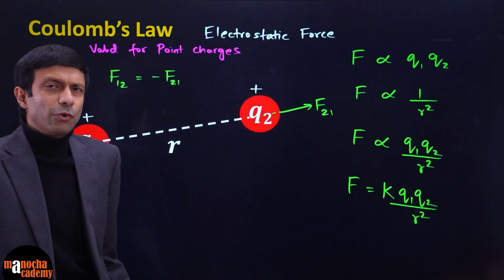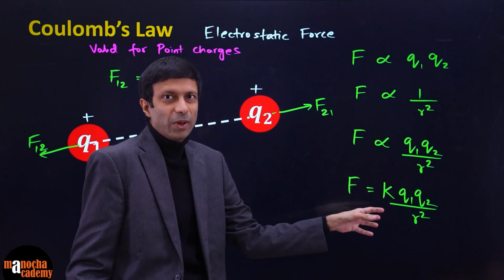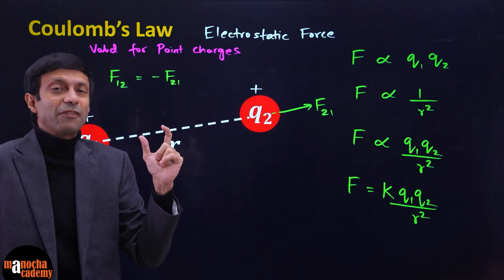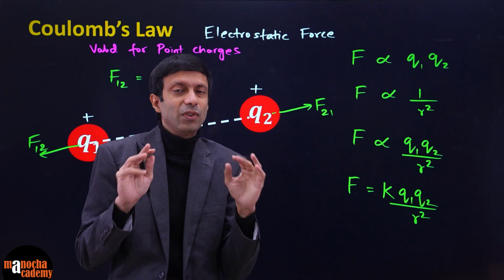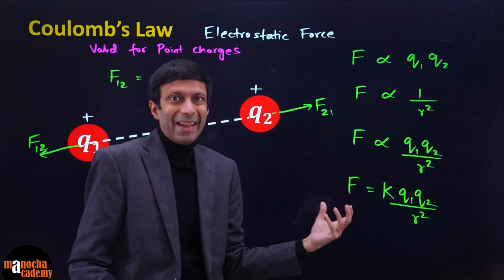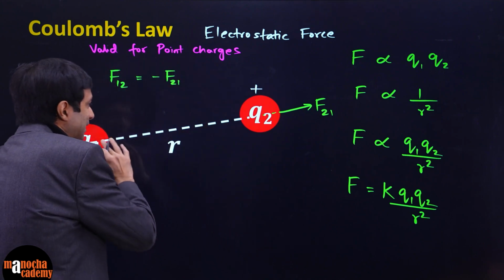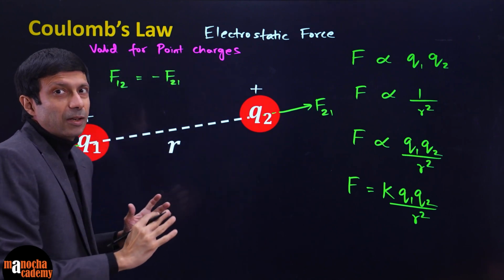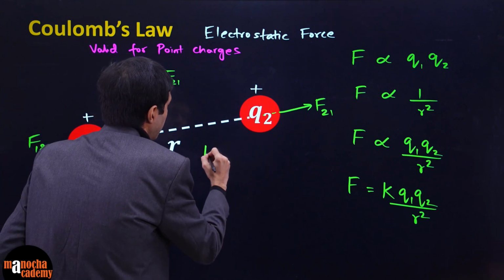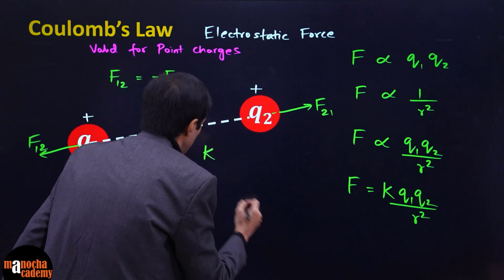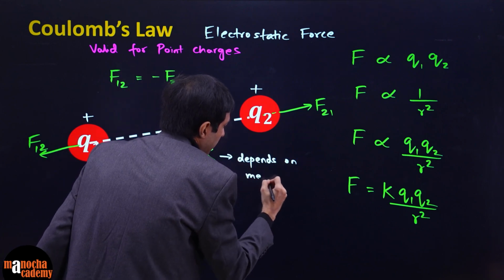So remember, in gravitational force we have a similar thing. The gravitational force is G m1 m2 by r squared. But there G was the universal gravitational constant, which has a constant value throughout the entire universe. But here it is not the case with electrostatic force. This constant K depends on the material. This is a very important point: the constant K depends on the material or the medium between the two charges.